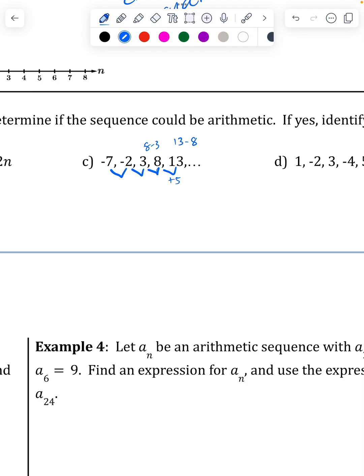8 minus 3 means that's a plus 5. And then from here to here, I'd be taking 3 minus negative 2, which is a plus 5. And negative 2 minus negative 7 would give me a plus 5 also. And you might just be able to look at it and be like, oh yeah, these are going up by 5s. And so this one is indeed arithmetic, because that common difference is a 5.